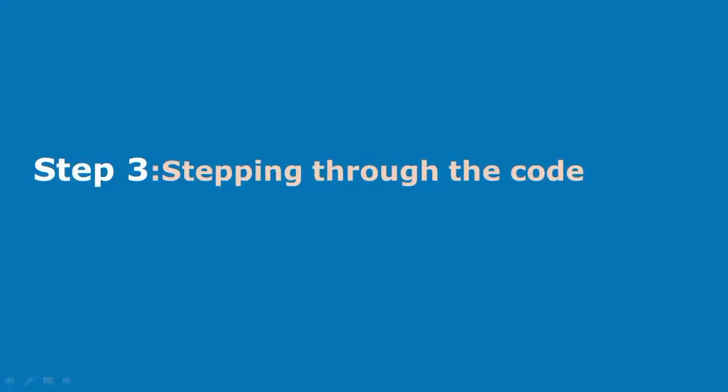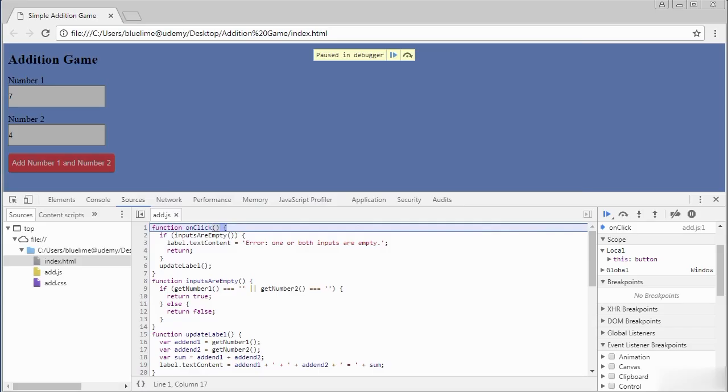Hello and welcome to step 3. In step 3, we are going to be stepping through the code. So this is where we left off in step 2. You can see it says paused in debugger. So in step 2, we set up a breakpoint which paused the code during execution.